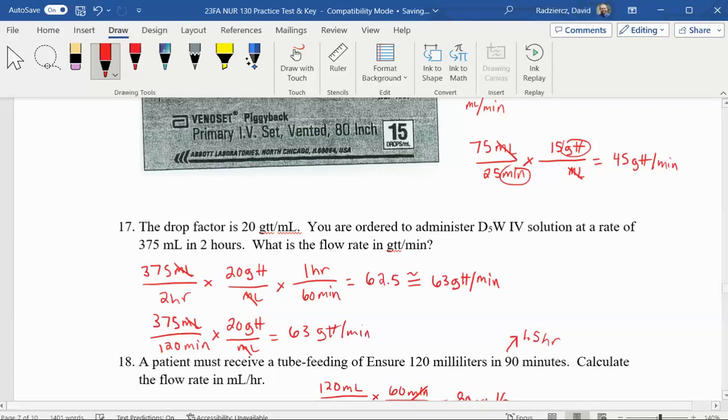All right, let me see here. Oh, okay. Thank you for clarifying. So somebody told me they used 125 milliliters per 2 hours and got 21 milliliters or drops per minute, which is what happened there. That's fine. Yeah. So I apologize. I did change it to 375. But now you know how to do it for 125 as well. So this gives you the same scenario.